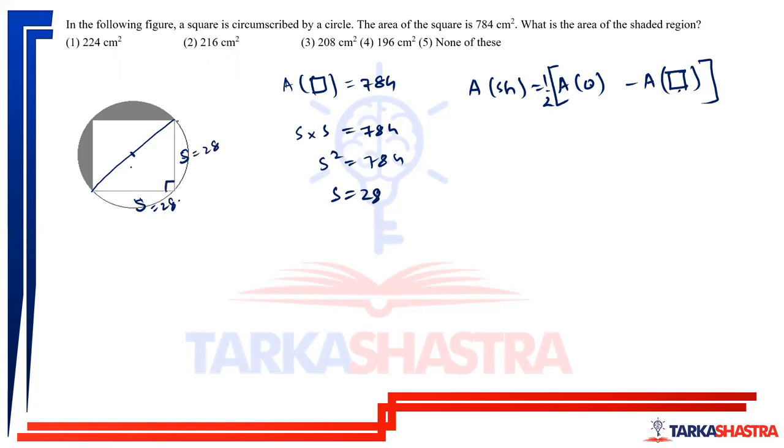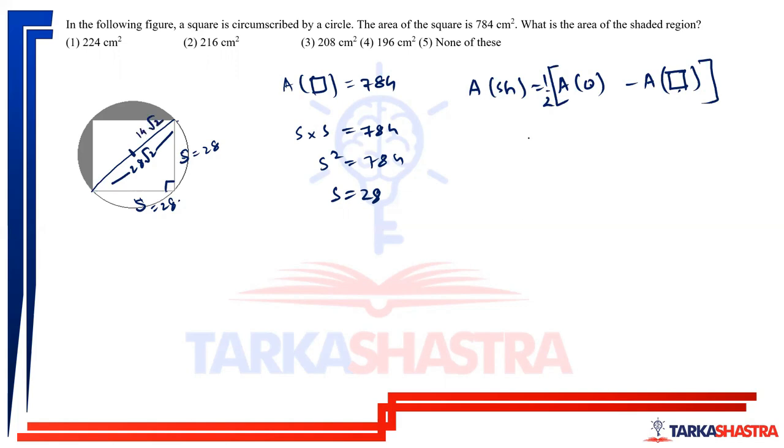According to Pythagoras theorem, this will be 28 root 2. What we have done, we have applied Pythagoras theorem. Now, the diameter is 28 root 2. Radius will be 14 root 2.